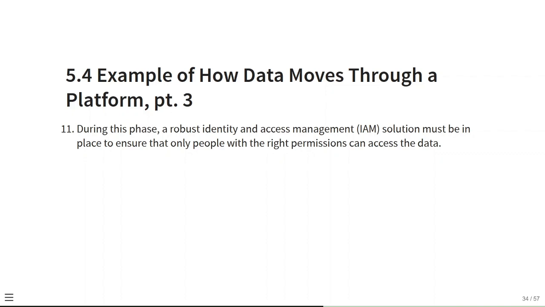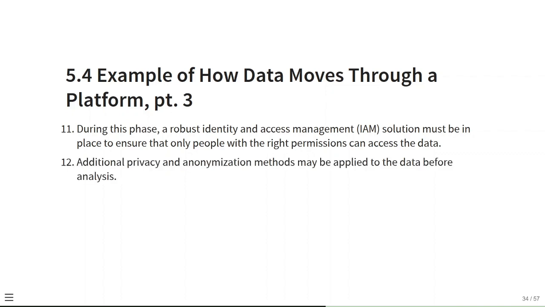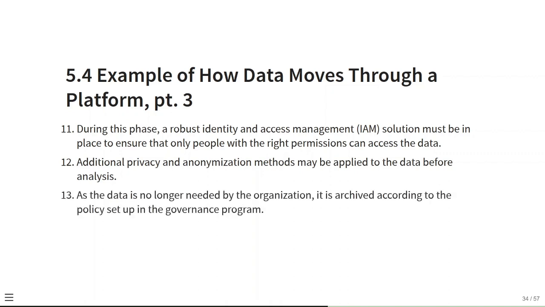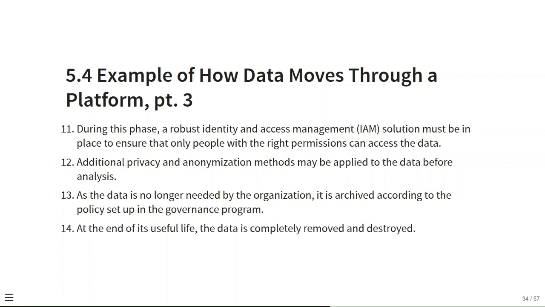During this phase, a robust identity and access management, or IAM, solution must be in place to ensure that only people with the right permissions can access the data. Additional privacy and anonymization methods may be applied to the data before analysis. As the data is no longer needed by the organization, it is archived according to the policy set up in the governance program. And at the end of its useful life, the data is completely removed and destroyed.